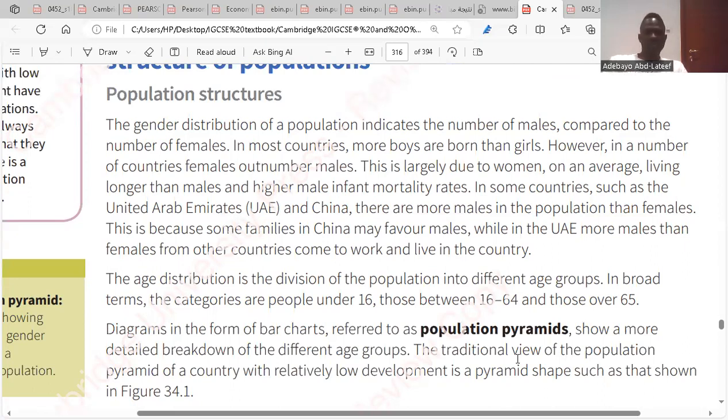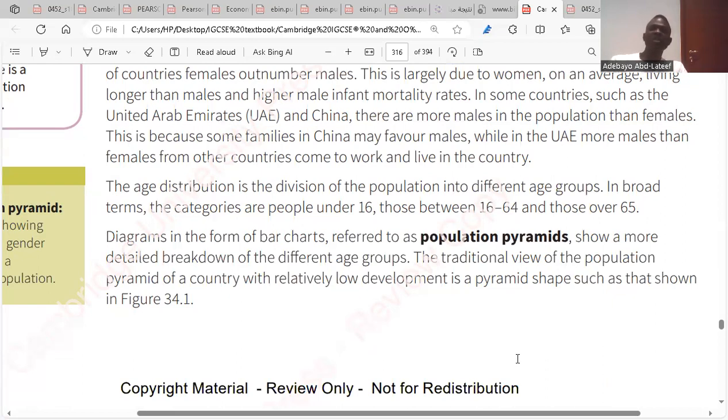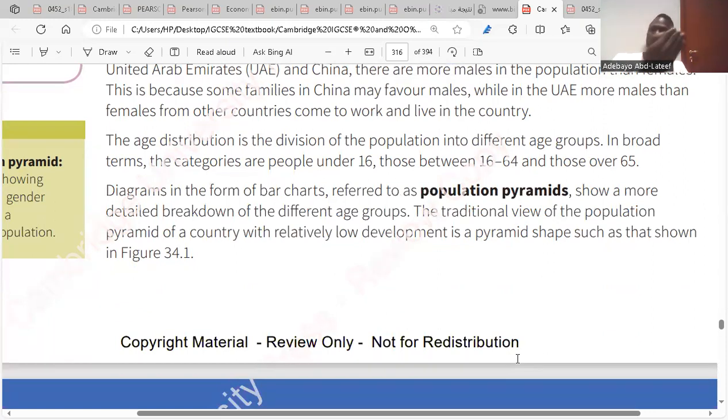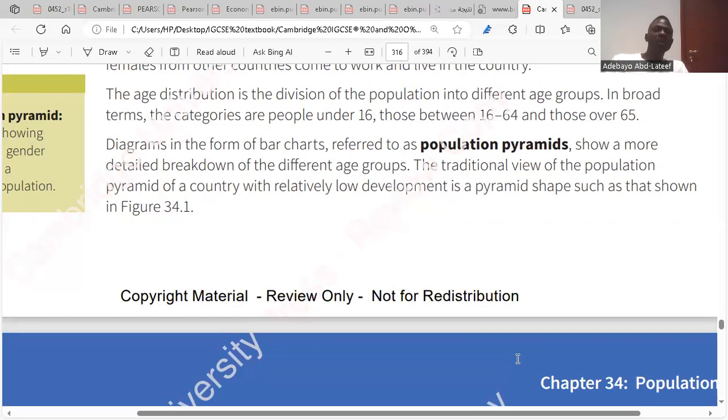So the age distribution is the division of the population into different age groups. The first one we talked about is gender distribution, which is the rate of men to women in the country. Now we're going to the age distribution, which talks about differences in ages within the population. In broad terms, the categories are people under 16, those between 16 and 64, and those over 65. So it is categorized as 0 to 16, 16 to 64, and 65 and above. I think that is clear.